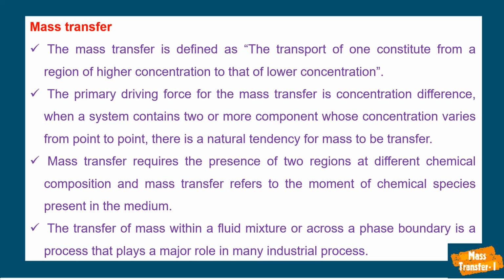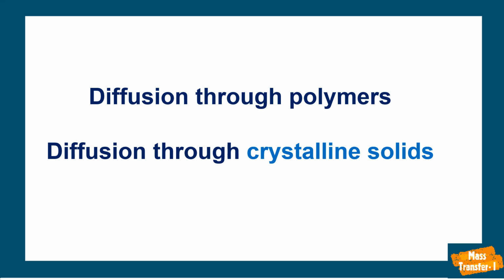For a mass transfer to occur, we need the presence of two regions at different chemical compositions. There should be a concentration difference between the two regions, so that there is relative movement of species from one place to another place. This may even take place within a fluid mixture, or it may take place across a phase.